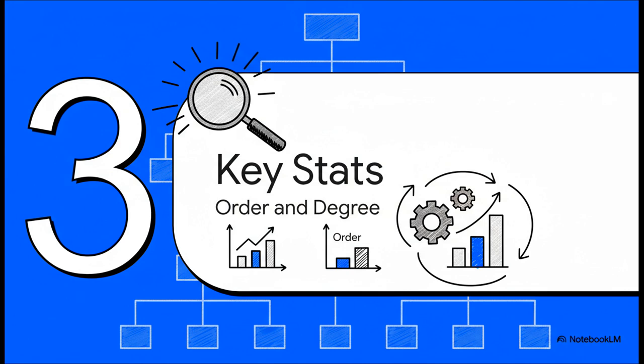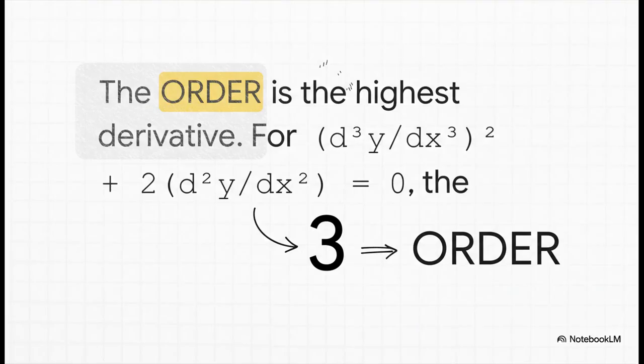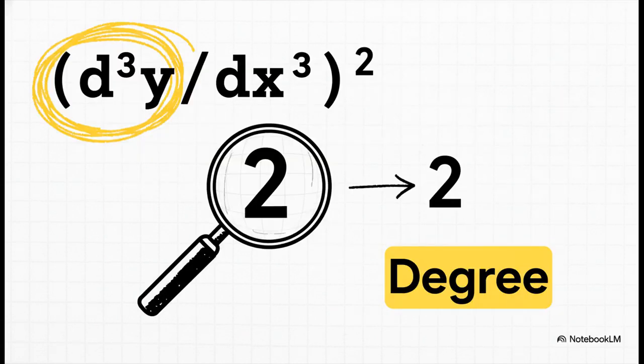All right, so once we've figured out the family, ODE or PDE, we can zoom in a little closer and check its vital stats. For our field guide, the two most important stats are going to be its order and its degree. The order is super easy, seriously. You just scan the whole equation and find the highest derivative there is. In this example, you can see a third derivative, that d cubed y over dx cubed term, and you see a second derivative. Well, 3 is higher than 2, so the order is 3. That's it. Next up is the degree.